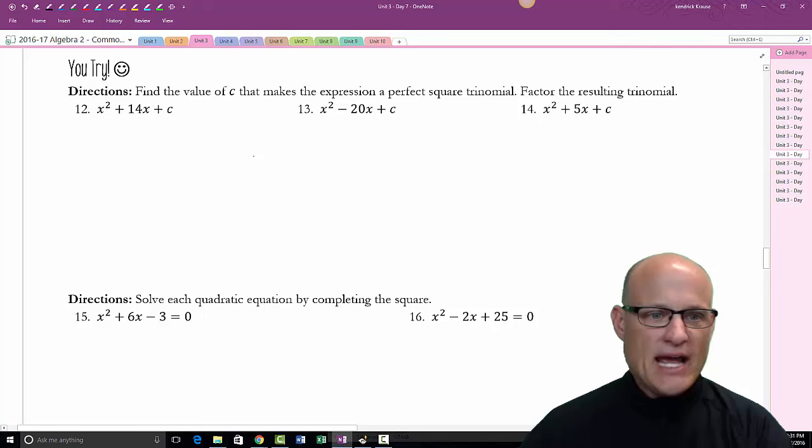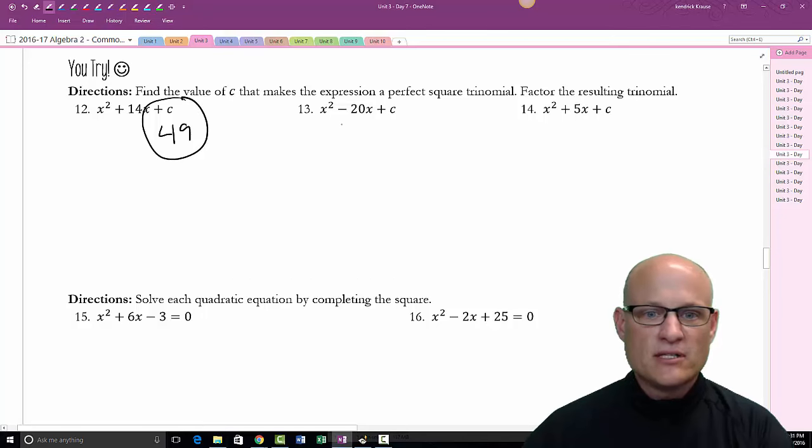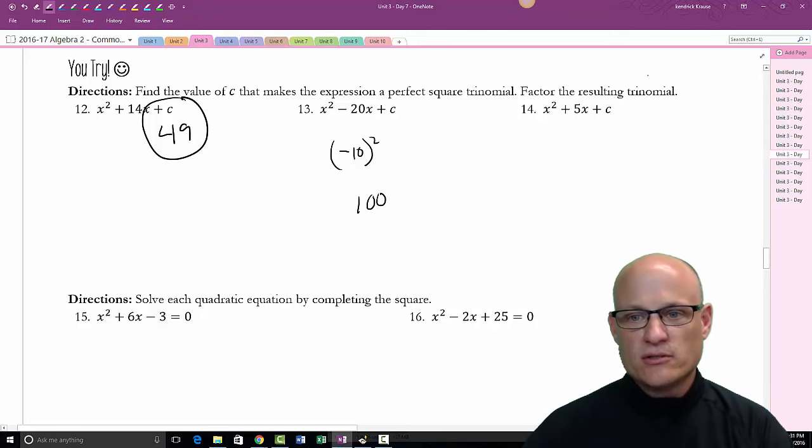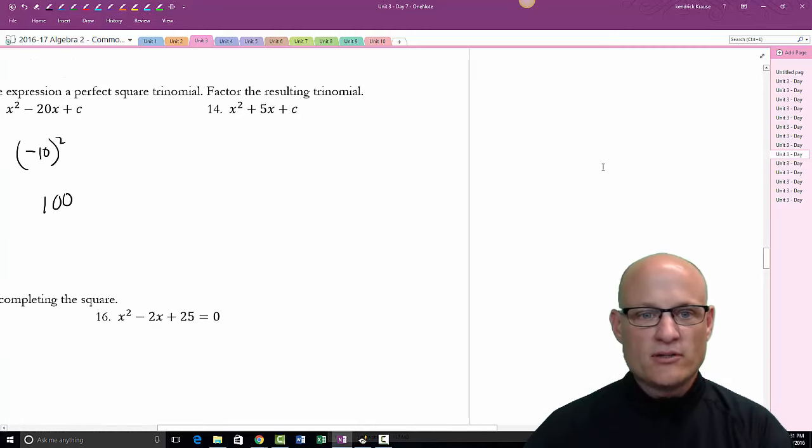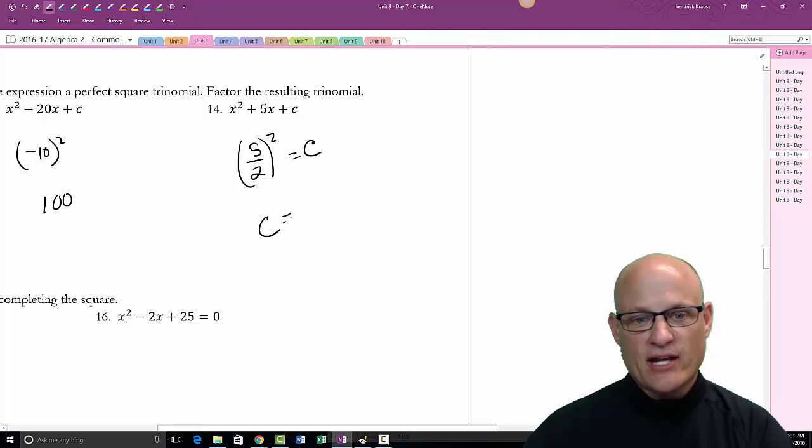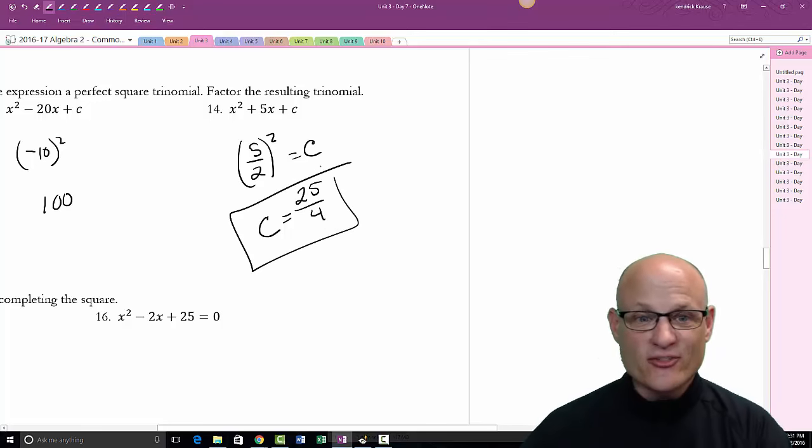All right, so half the middle squared is 49. Half the middle is negative 10. Negative 10 squared is 100. Uh-oh, now we got a problem. So I don't really ever want to use completing the square when I don't have an even number in the middle, because it causes us to have a little bit of an issue. Half the middle is 5 over 2. That's what half the middle is. So now if I square it to equal c, c is actually going to be 25 over 4. You can do it. It's just a pain in the neck.